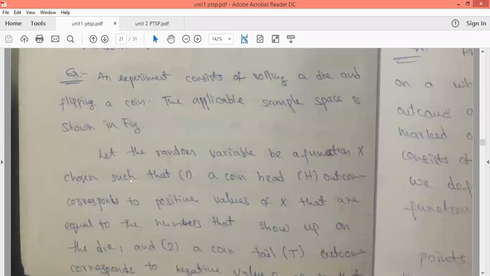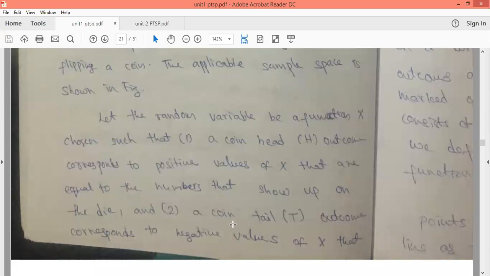Okay, so for example, here you see the random variable is a function X chosen such that a coin head outcome corresponds to a positive value of X, and the value is equal to the number shown on the die. Whenever we get a head, it corresponds to positive values. And what is the value you get? That value is equal to the number you get on the die.